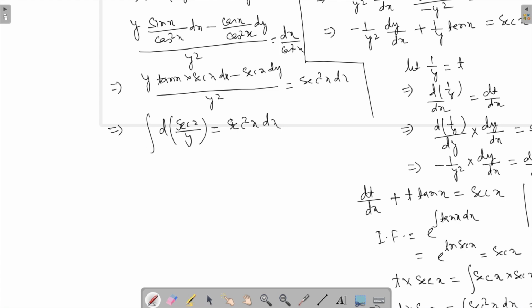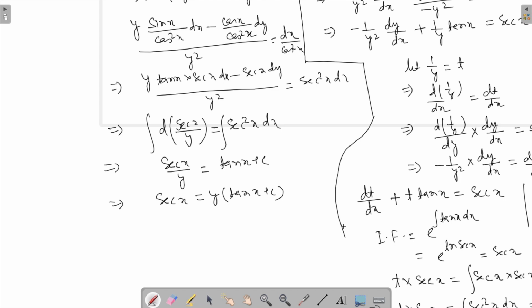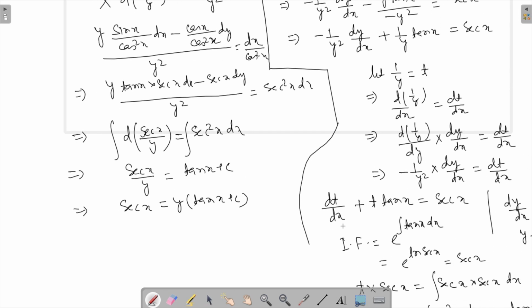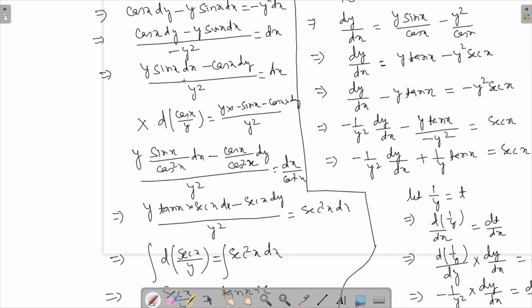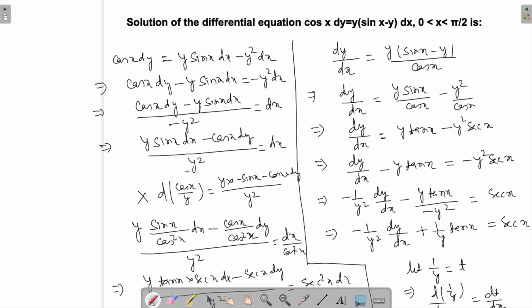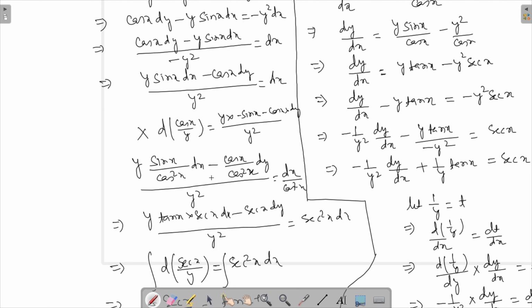Now, if you integrate both sides, then you will get sec x upon y, and this will be tan x plus c. And then what you get is again sec x equals y times tan x plus c. So this is another method to do it. And then, of course, when you look at the options, you get an idea, because what you'll see in the options is something related to sec x and tan x. So once you are stuck here, and you're not able to see this is working, then think about dividing it by cos square x, and then it'll start working for you.